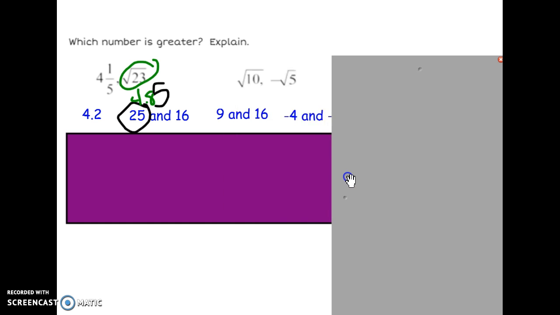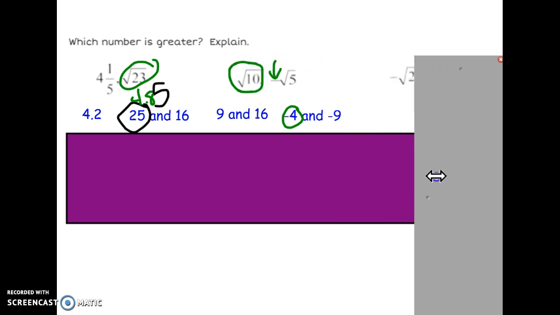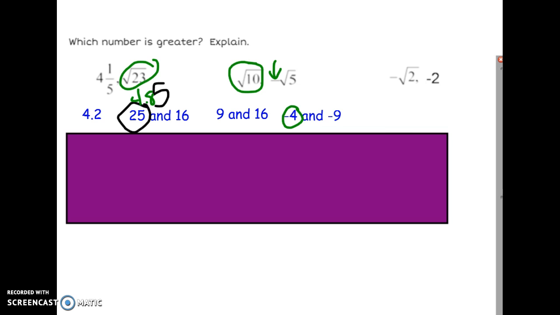All right, so the next two. They're both square roots. For the square root of 10, I have to go between 9 and 16, and then for the square root of 5, I have to go between 4 and 9. Well, the negative one is going to be an easy one because that's going to be a negative 4. Oh, and look, I don't even need to go any farther than that. It's a negative. Guess what? That means that the positive number is going to be greater. Done.